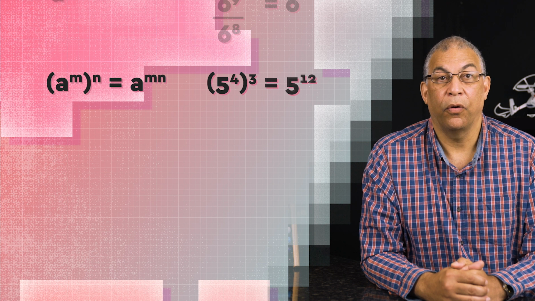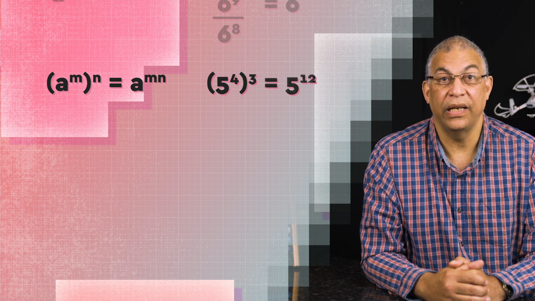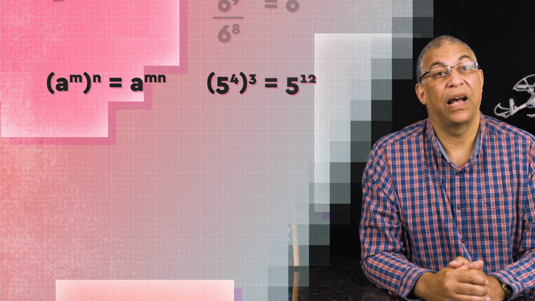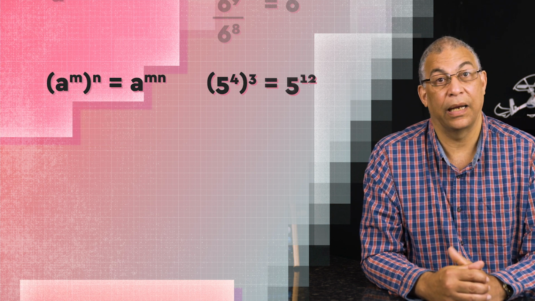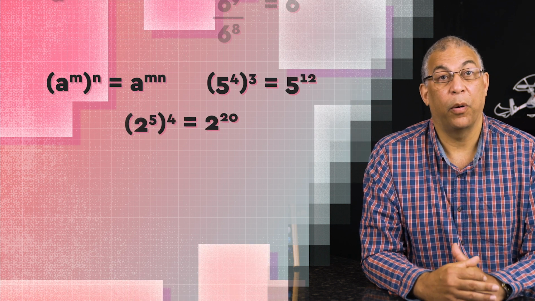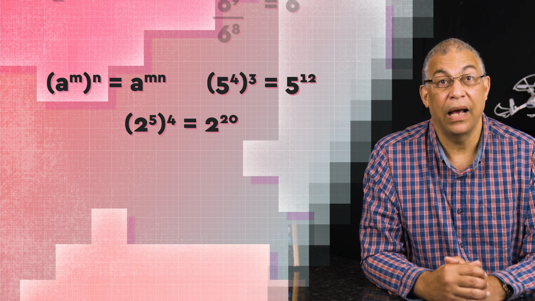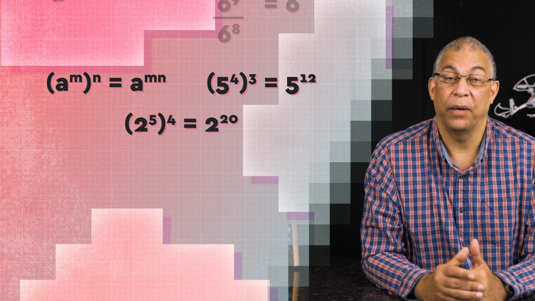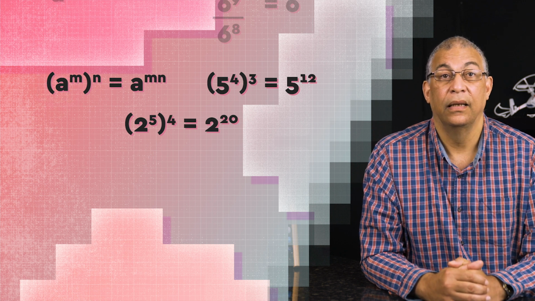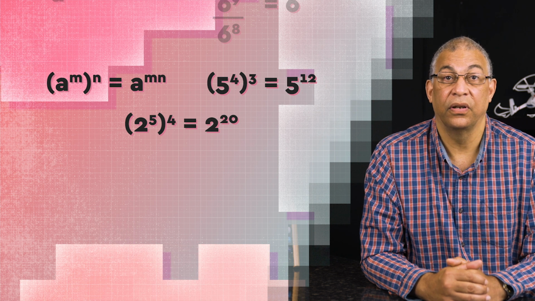Again, let's take a look at an example. If I have 5 to the power 4 in brackets, and then that is raised to the power 3, the actual answer is 5 to the power 12, because 4 times 3 is 12. Another example, 2 to the power 5 in brackets raised to the power 4 on the outside is the same as 2 to the power 5 times 4, which is 20. So just to recap, these are our first three index laws.